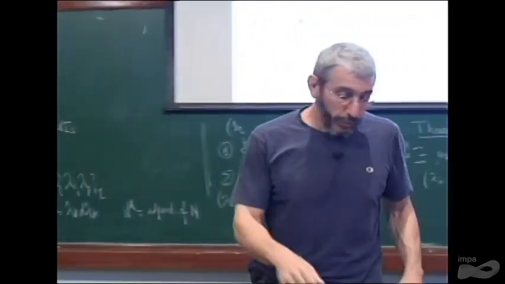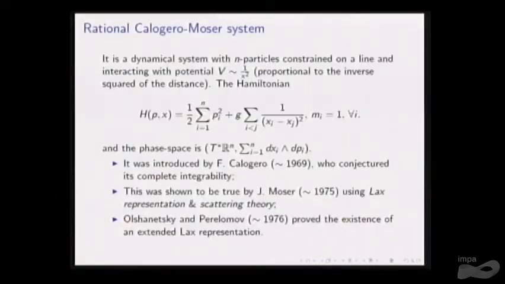Now, I want to go to the other part of this seminar, that is this rational Calogero-Moser system. So what is this system? It is a classical Hamiltonian system where we have n particles on a line, and these particles interact with a potential which is proportional to the inverse square distance of the particles. The Hamiltonian of this system can be written in this way, and the phase space of the system is just the cotangent bundle of Rn with the standard symplectic structure.